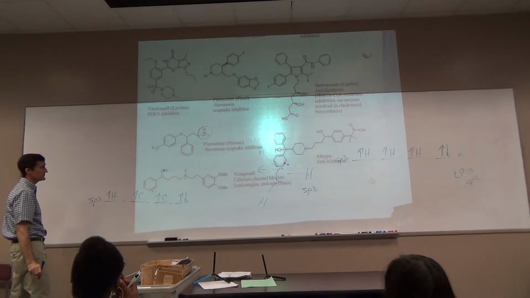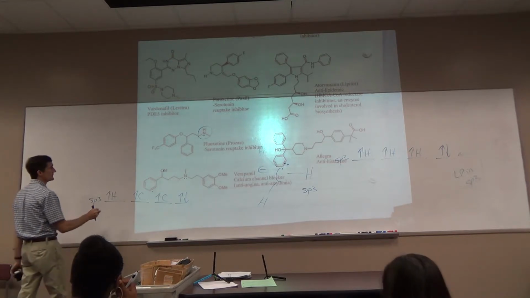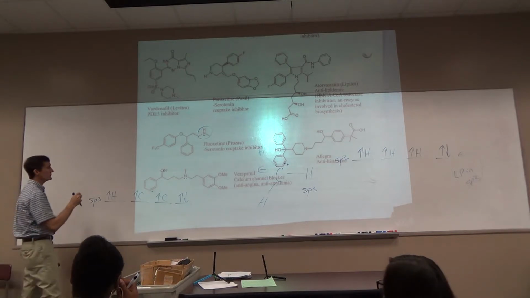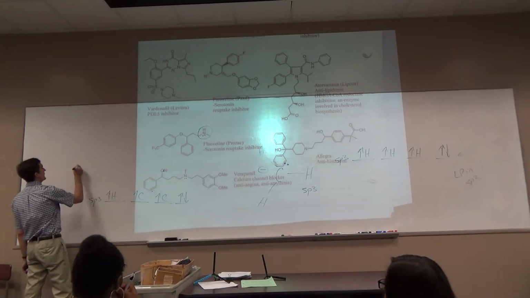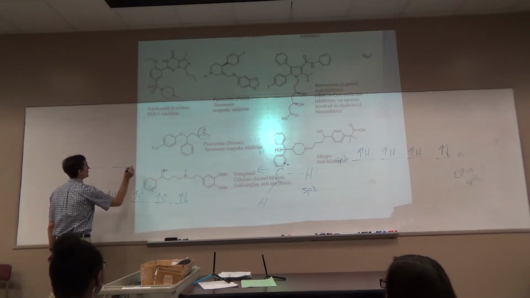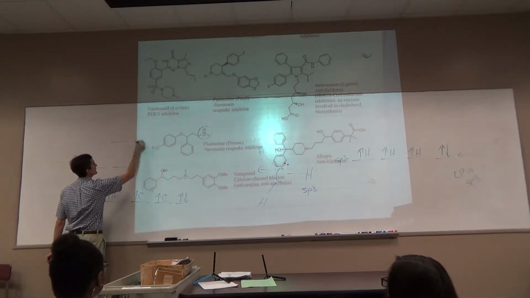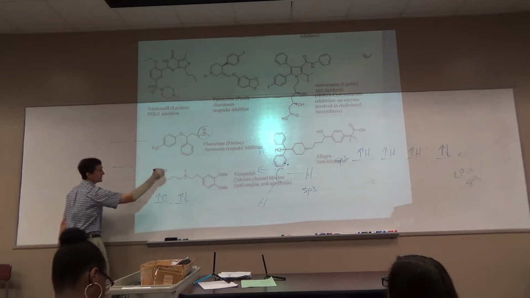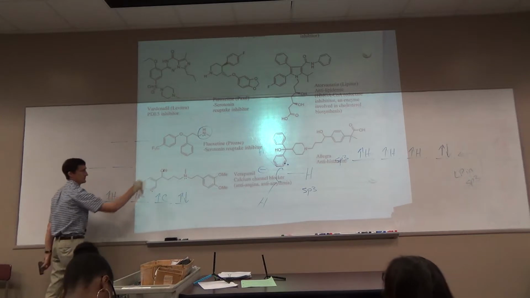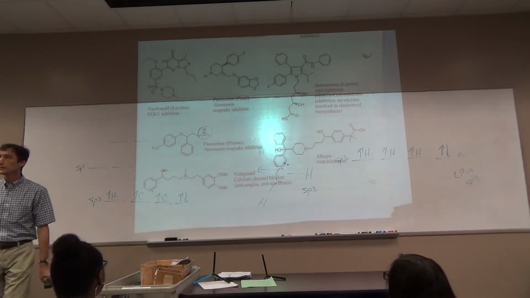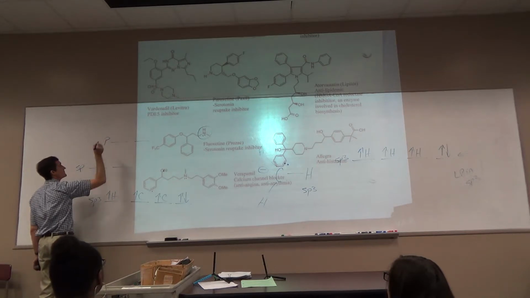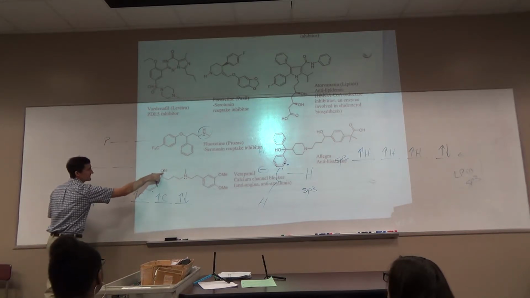How many electron regions around the nitrogen? 2. Triple bond region, lone pair region. So we expect what? sp. How many hybrids does an sp have? 2. What's left over? 2 p orbitals. And the question we want to answer is, this lone pair is in what type of orbital? Hybrid or p?